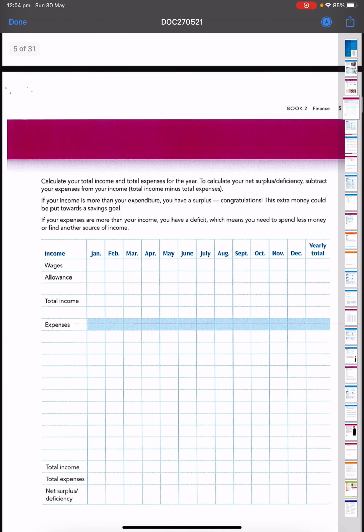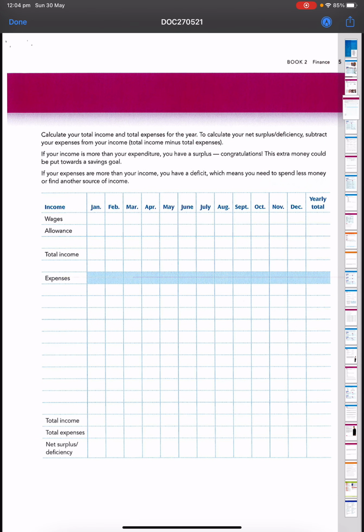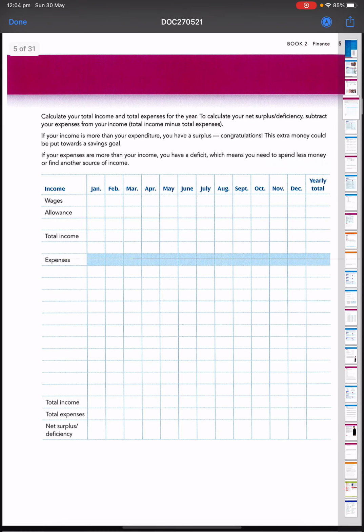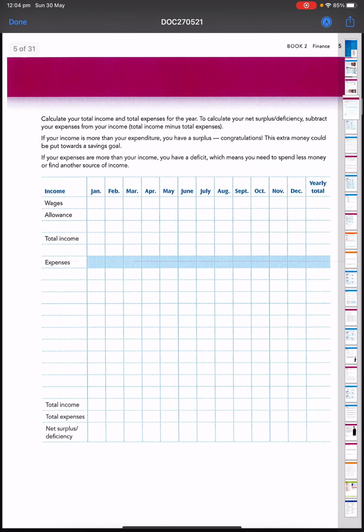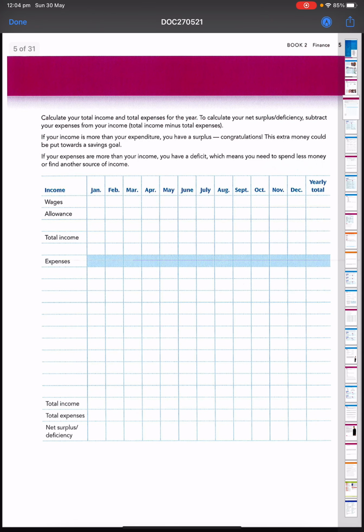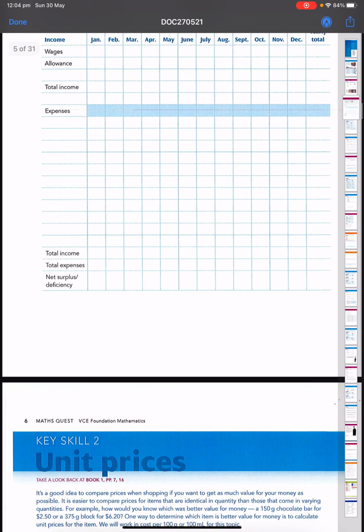We are then going to calculate total income and total expenses for the year. To calculate your net surplus or deficiency, so how much you've made or how much you've lost, we have to subtract our expenses from the income. If your income is more than your expenditure, we call it a surplus, meaning you've made money. But if your expenses are more than your income, we say it's a deficit, which means you might need to spend a little bit less money or find another source of income.